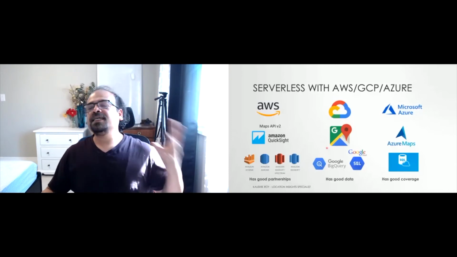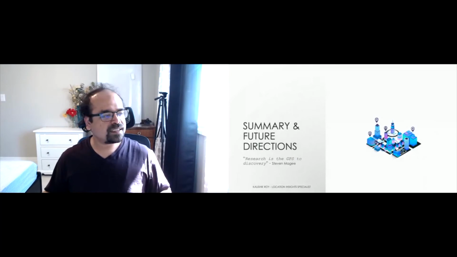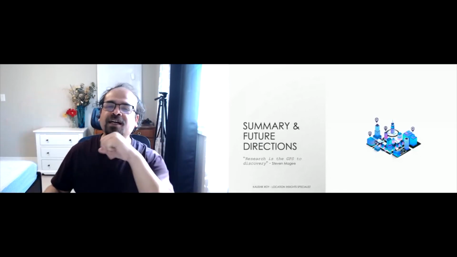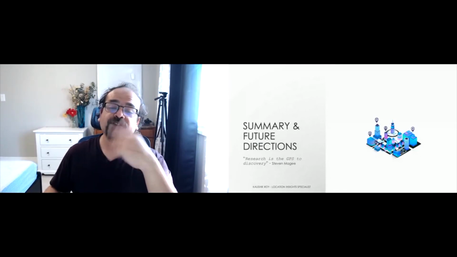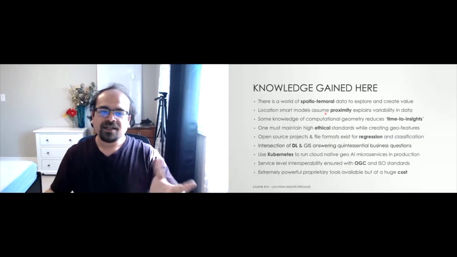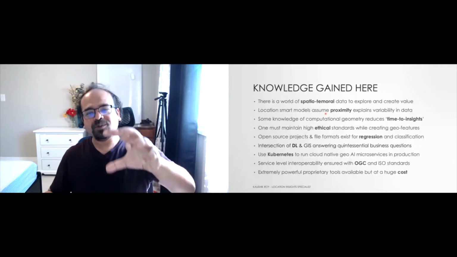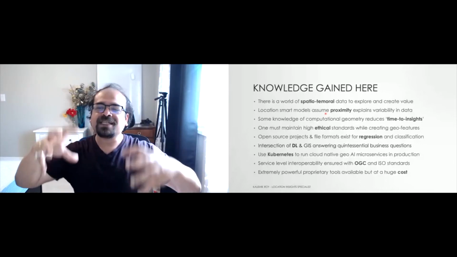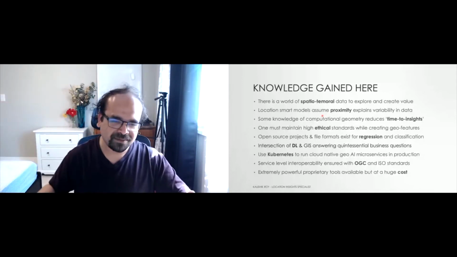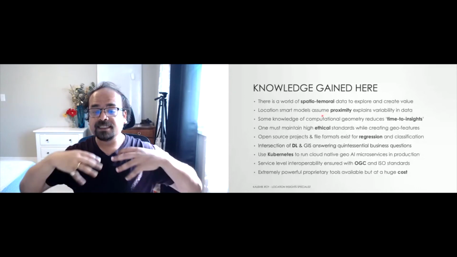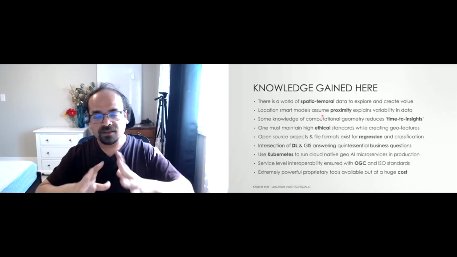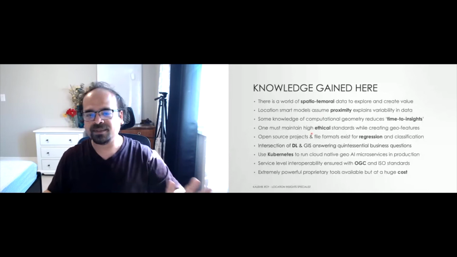So what are the things that we have learned from here, right? What is the knowledge that we can gain from here? The knowledge that we can gain is that there is a lot of data that is there to explore, right? Because location smart models assume that proximity explains some variability in the data. Also, if you have some knowledge of computational geometry, it will reduce your time to insight. So you can go from data to insights in a very short amount of time. Also, if you are making maps and displaying your data to different stakeholders, please maintain very high ethical standards. Otherwise, this is pointless. You will do a lot of damage, trust me.